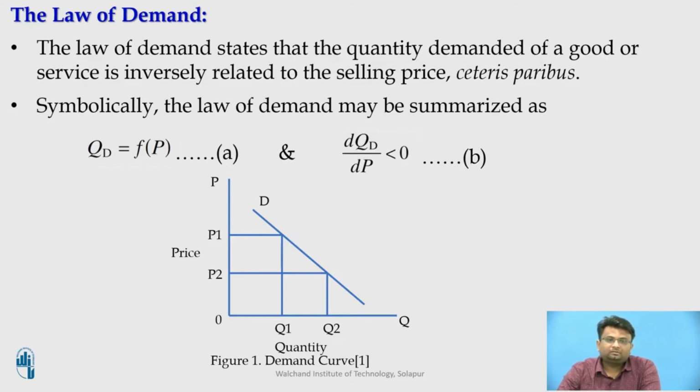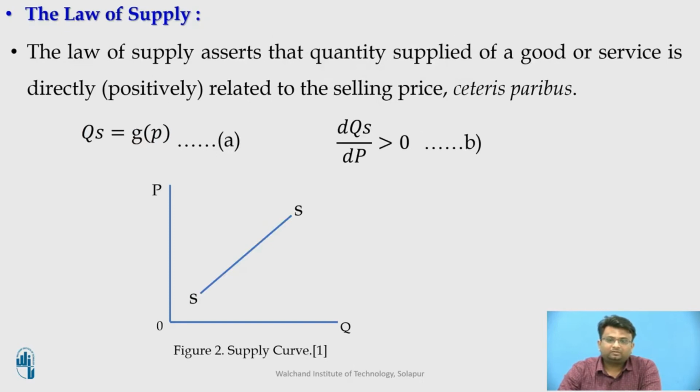The law is stated primarily in terms of the price and quantity relationship. The quantity demanded is inversely related to its price. Here we consider only two factors, the price and the quantity demanded. All other determinants are assumed to be constant. So let us see the law of supply.